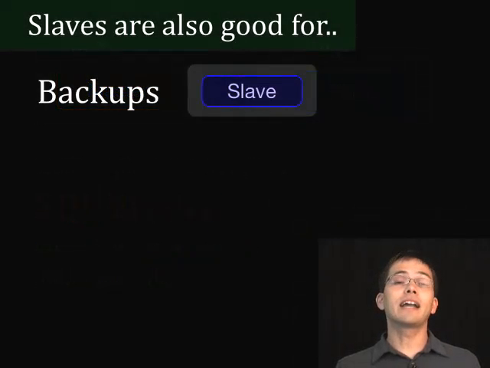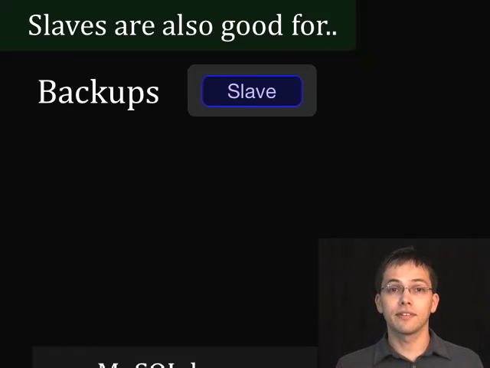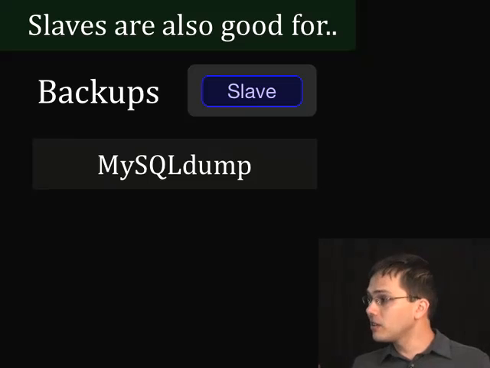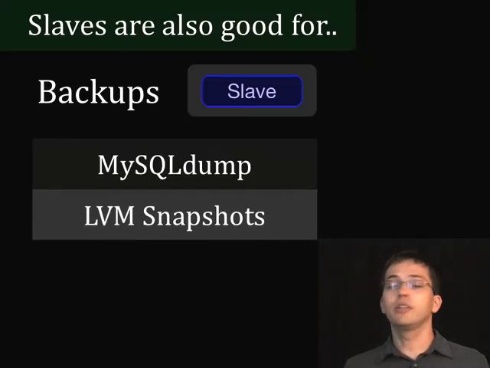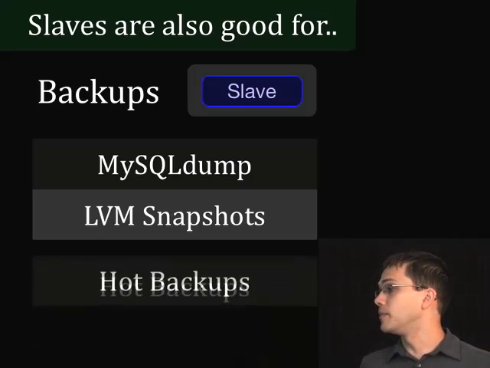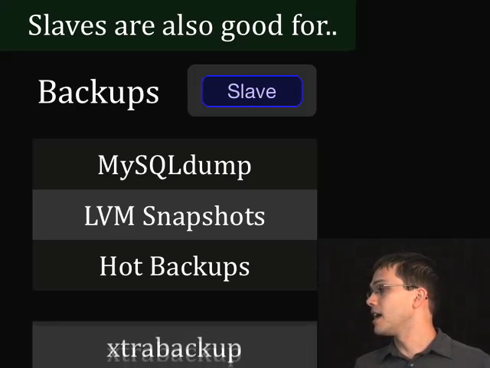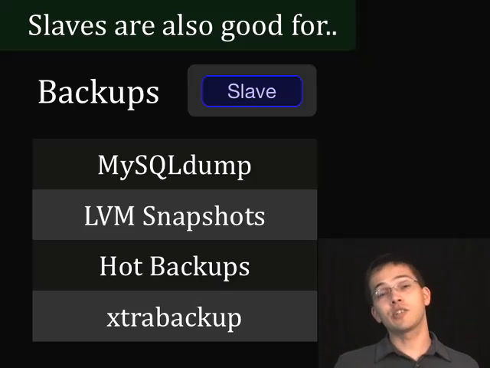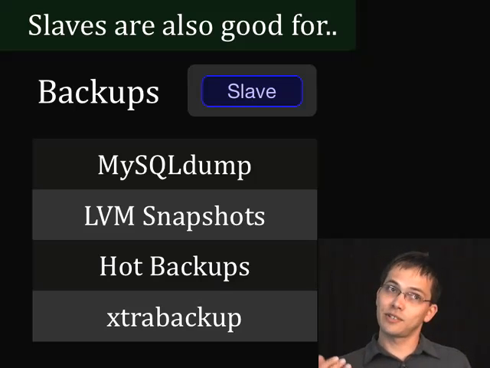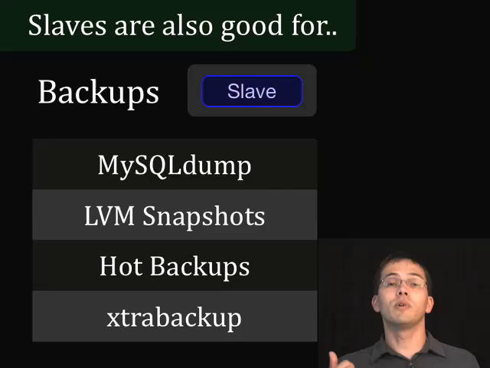So you're still going to need to back up your database, and your slave database is actually a good place to do it because sometimes backups can be CPU intensive. How might you back up your database? Well, you could use MySQL dump. You could do an LVM snapshot, which is just like a file system snapshot. You could do a hot backup, which allows you to actually copy your database while it's running pretty quickly. And then there's also an application called Xtrabackup, which is an open source solution by those guys over on the MySQL Performance blog, which allows you to do a hot backup.